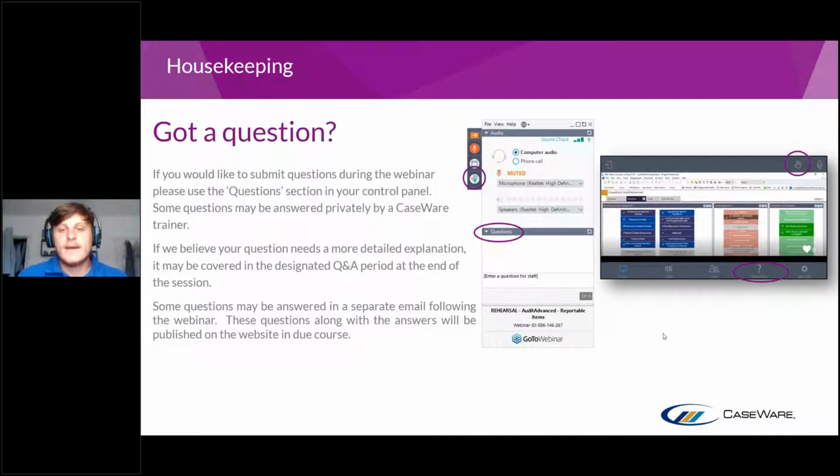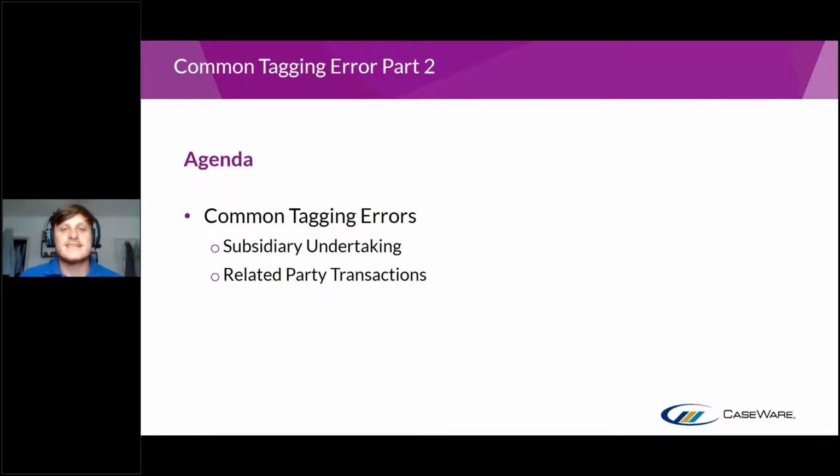Cheers, thank you, Tom. And thank you everyone for attending today's webinar. So today is our Common Tagging Errors part 2. Today we're going to be looking at some of the manually tagged areas throughout the accounts, such as subsidiary undertakings, related party transactions, controlling party, and also we're going to have a Q&A.